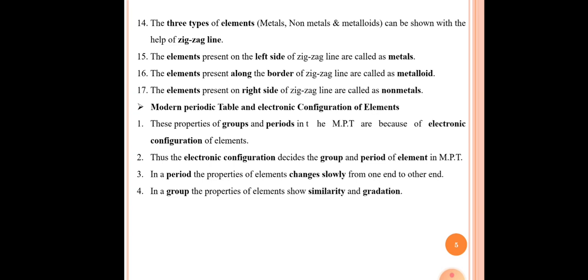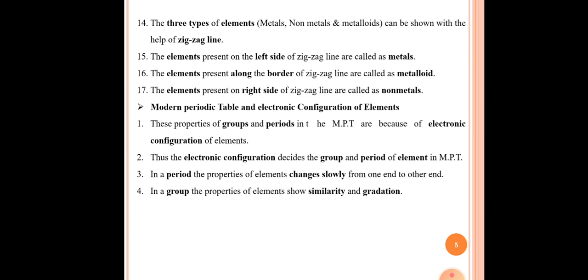Our 14th point is, the 3 types of elements, that is metals, non-metals and metalloids, can be shown with the help of the zigzag line. Okay, in the P block, the elements can be separated into metals, non-metals and metalloids. So this division of elements in the P block can be indicated with the help of the zigzag line.